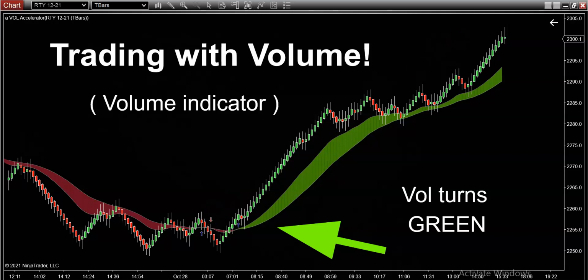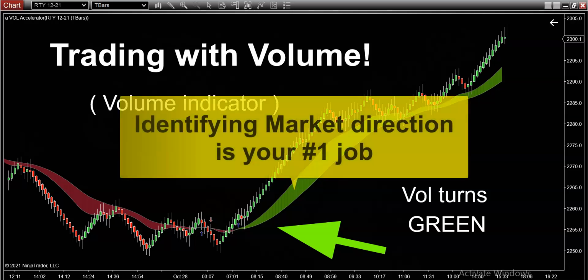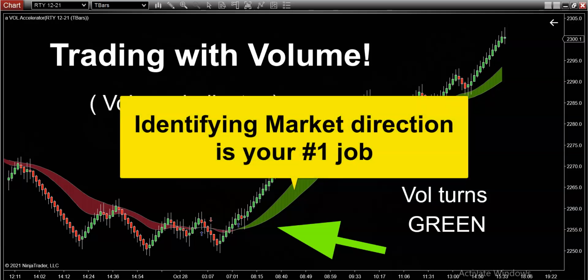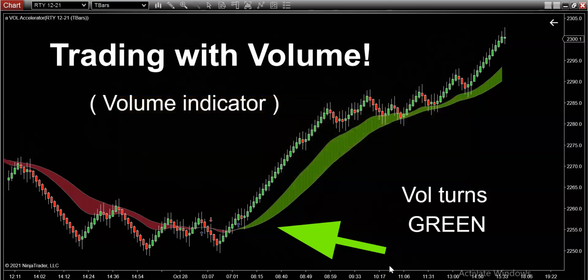All right. And for those of you guys that don't know, if this might be the first time you're watching anything to do with volume indicators, this is a volume indicator that gets overlaid onto your chart. And all it does is change colors whenever it predicts a certain market direction. Okay. Which is why I said just a few seconds ago, getting the direction right in your trading is the number one job you have as a trader, right? And I suspect that a lot of you guys already know that. You're just not doing anything about that information, right?